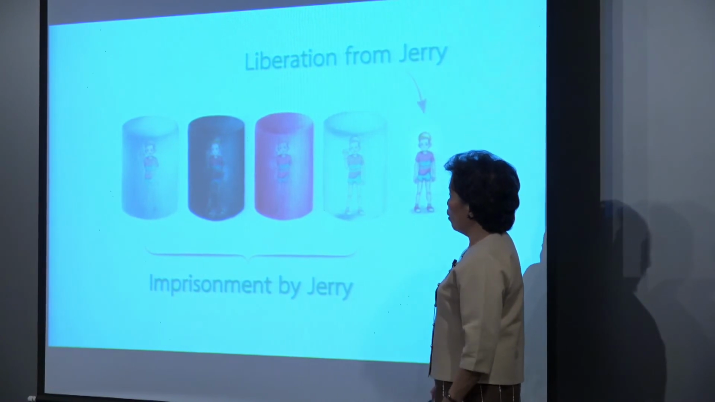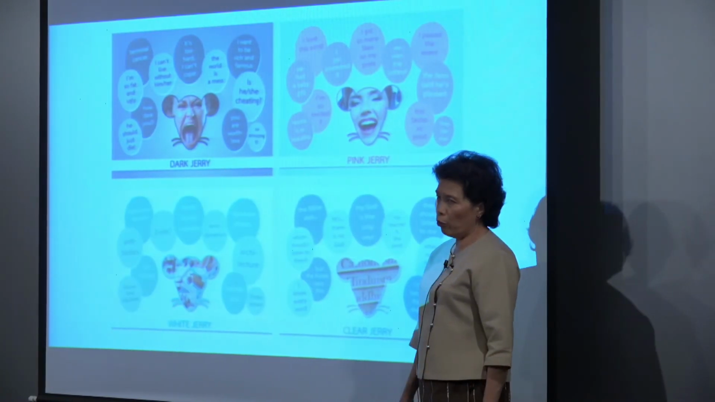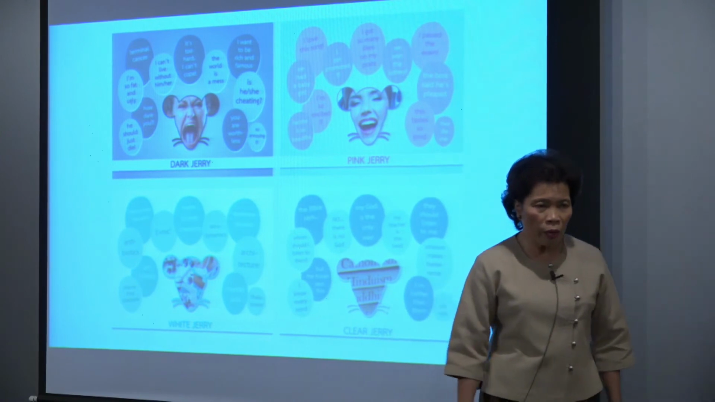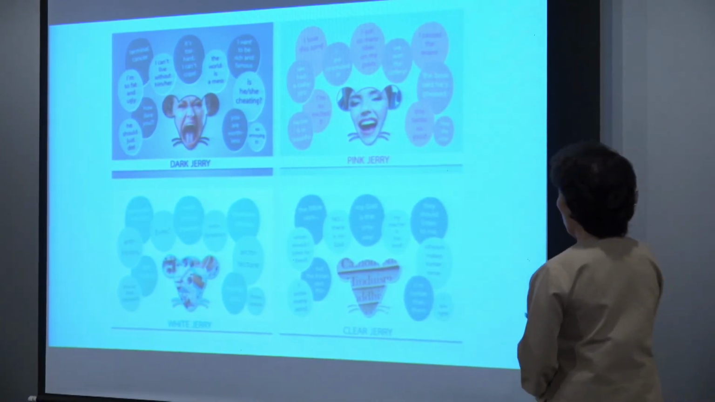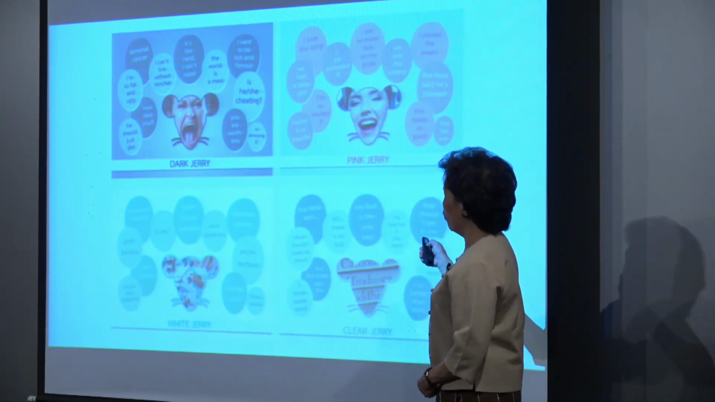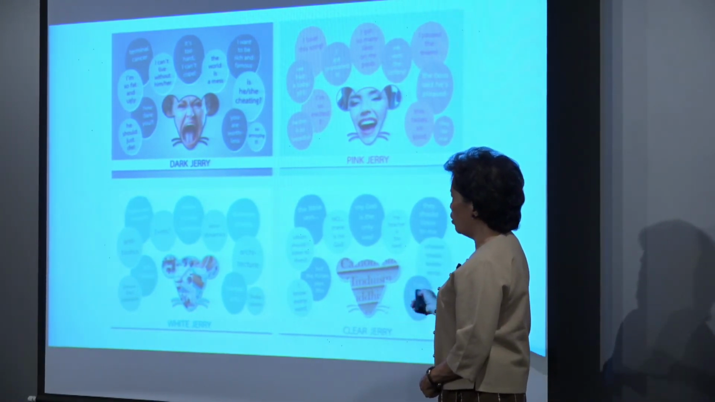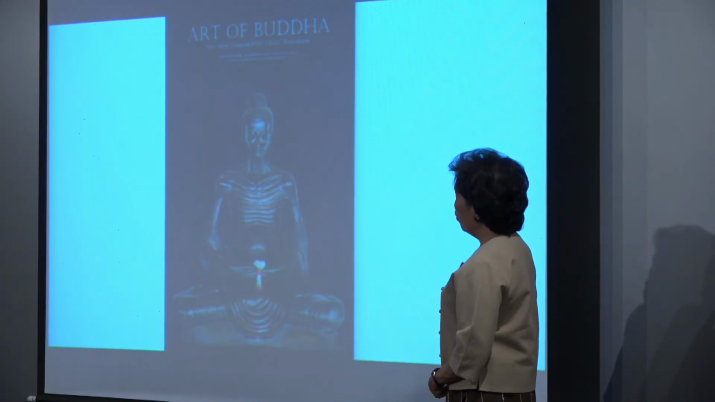So basically, very briefly, there are 4 types of Jerry. We will often talk about black Jerry, but in fact there are pink Jerry, white Jerry, and clear Jerry.